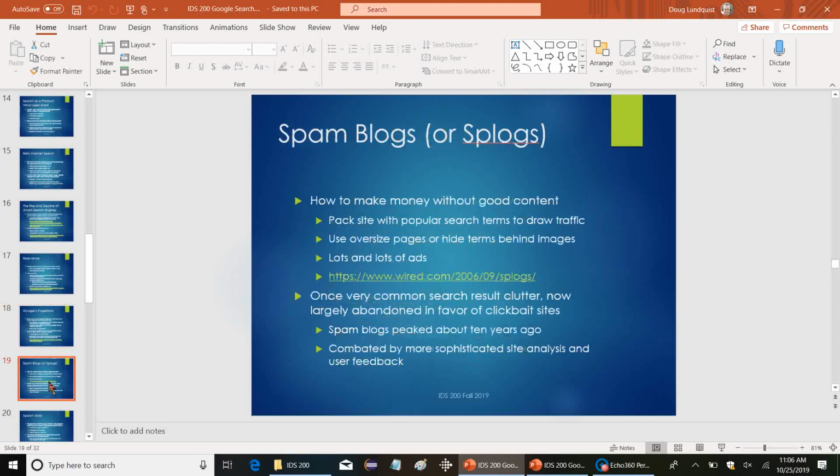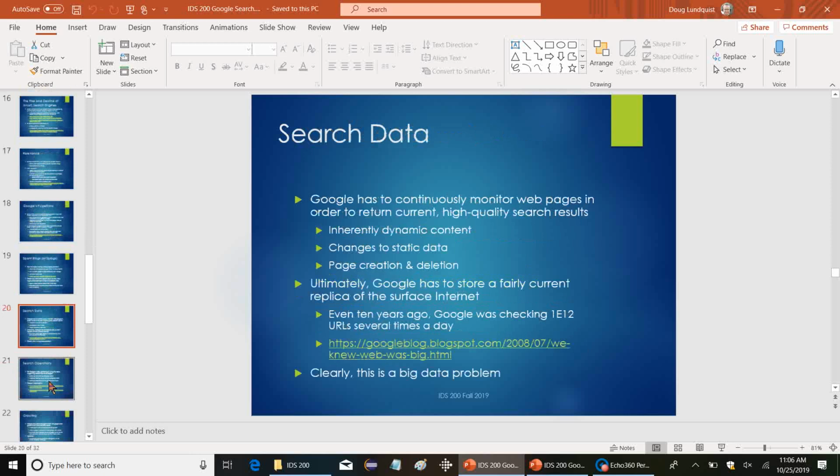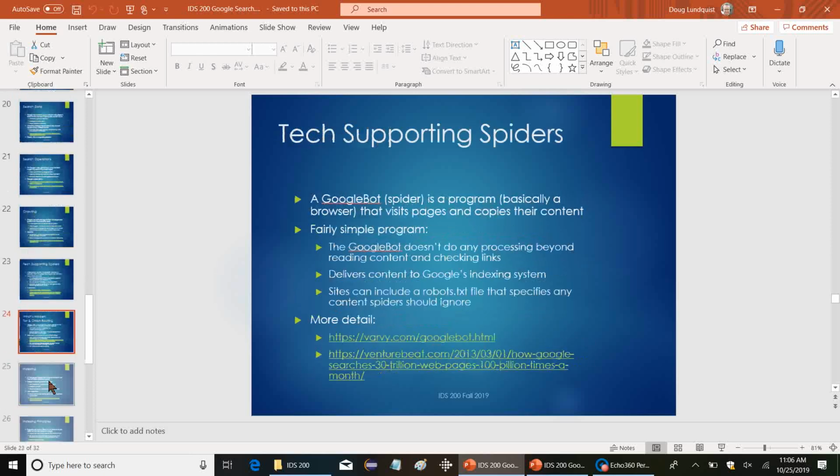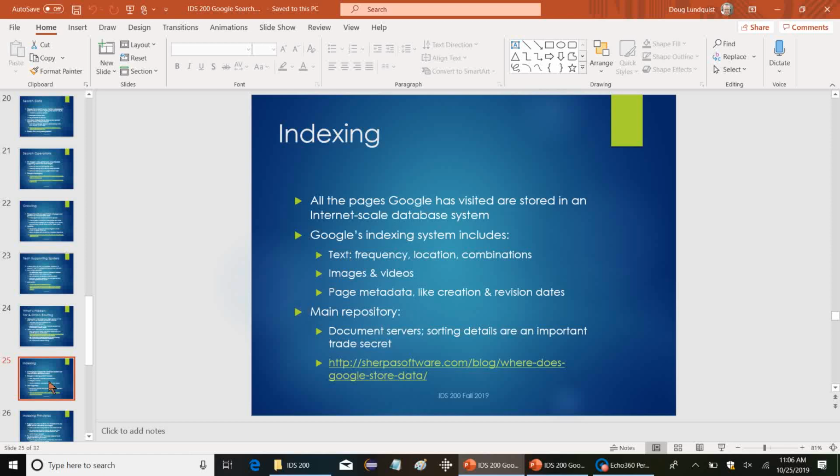Okay, so we talked about spam blogs, talked about search data, search operations. We went through the tech. We went through onion routing, stuff like that. So now we're ready to talk about the other two parts.